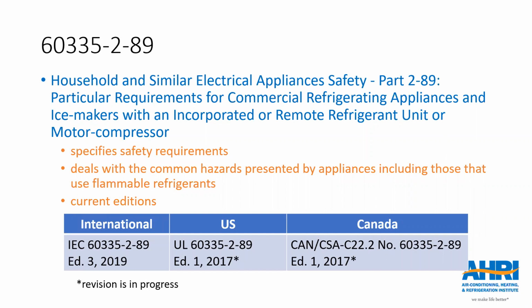So CANENA, UL, and CSA have the ability to write in national deviations to the IEC version. And although they try to limit this as much as possible, at times revisions and additions to the technical content are necessary. So I will talk about these deviations more specifically in the coming slides relative to flammable refrigerants. So next slide, please.